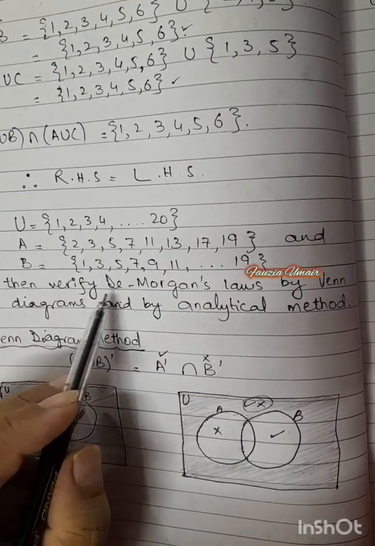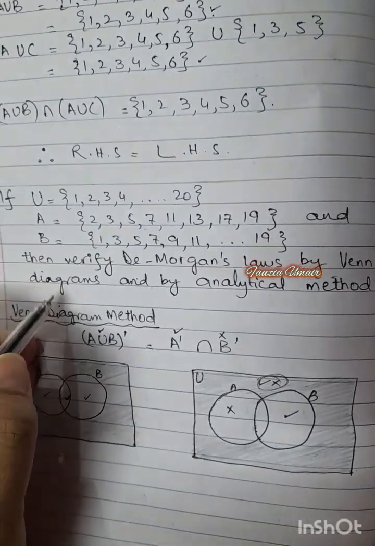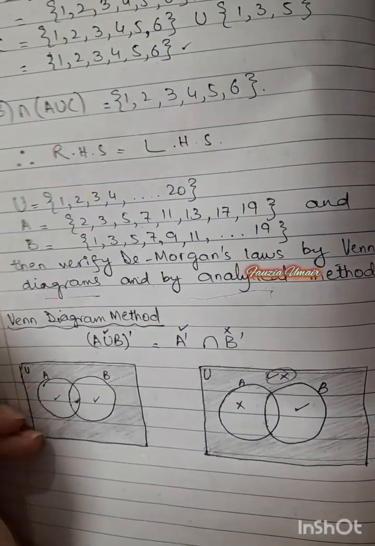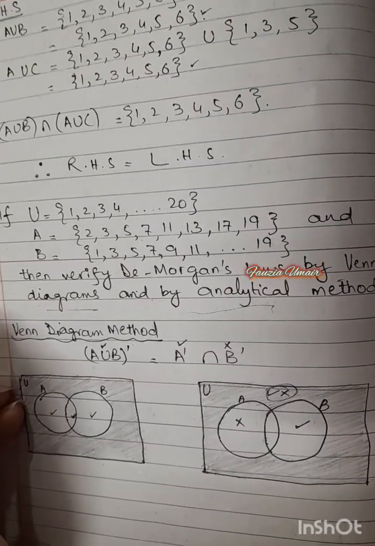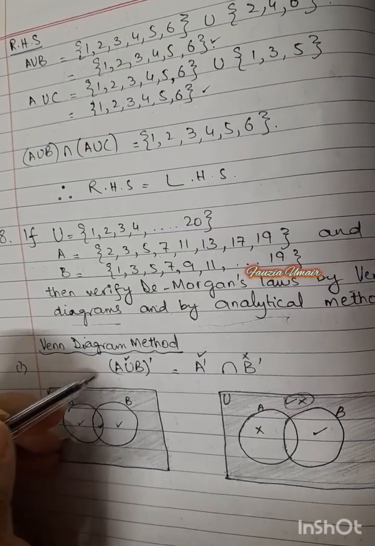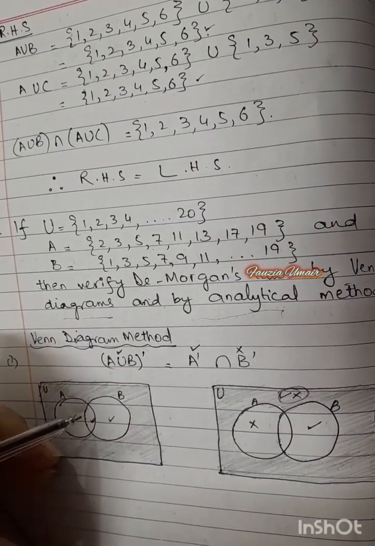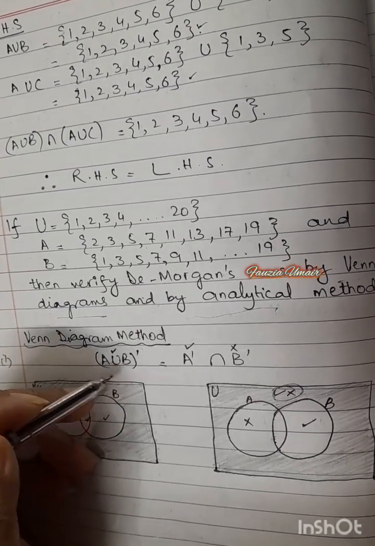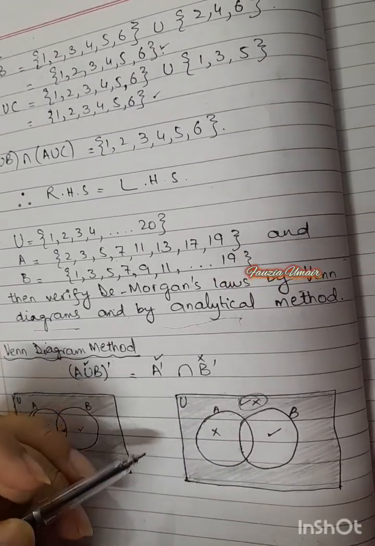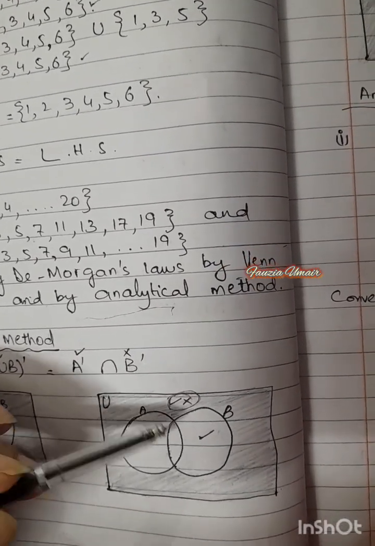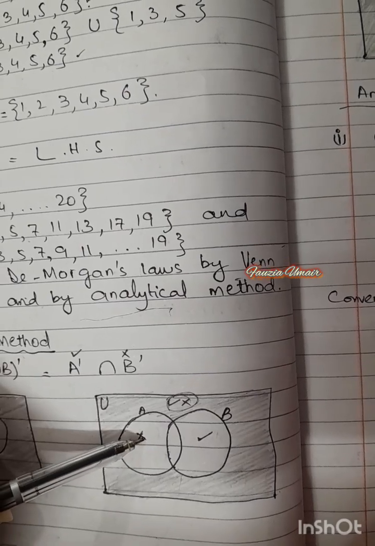U is given, A and B are given, and they are saying that verify De Morgan's law by Venn diagrams and by analytical method. So Venn diagrams are basically, actually in my opinion there was no need to give the elements of these sets, because without even elements, we can easily prove it through both methods. Venn diagram method you can see on your screen. A union B complement is same as A complement intersection B complement.